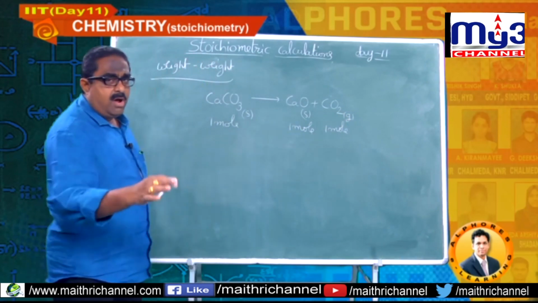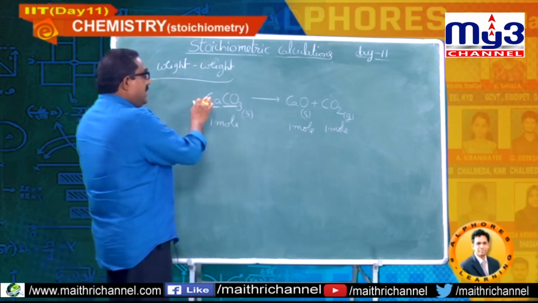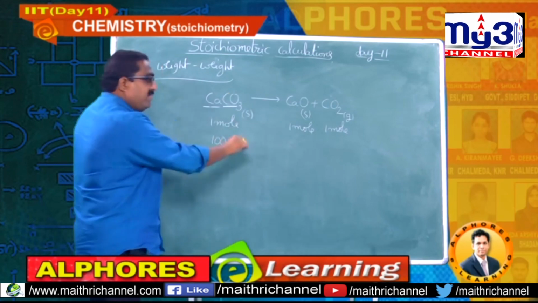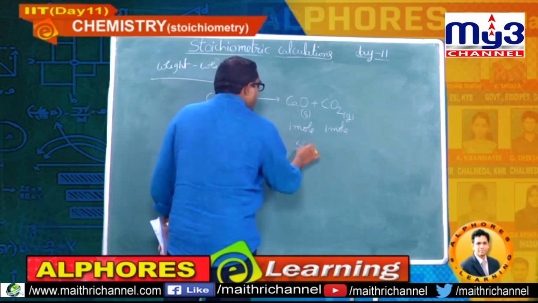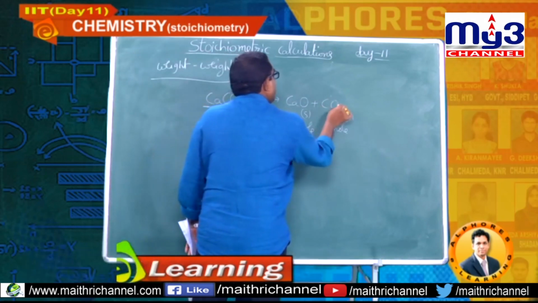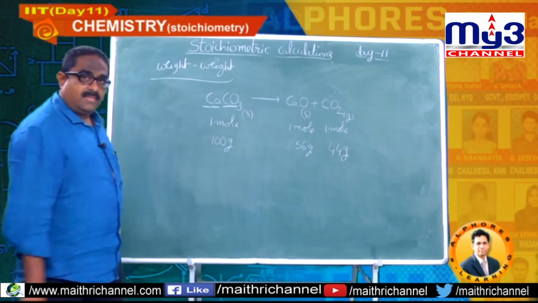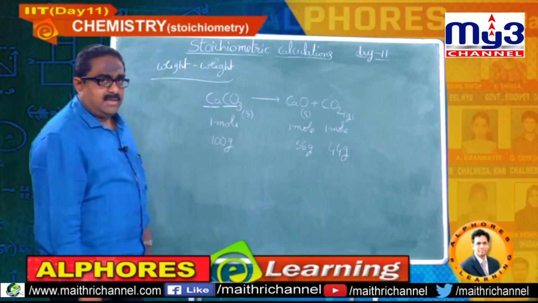1 mole means we know molar mass. Molar mass of calcium carbonate, 40 plus 12, 52 plus 48, that is 100 grams. Here 40 plus 16, 56 grams. Here the molar mass of carbon dioxide is 12 plus 32, 44 grams. This is the data that we can write based on the balanced chemical equation.